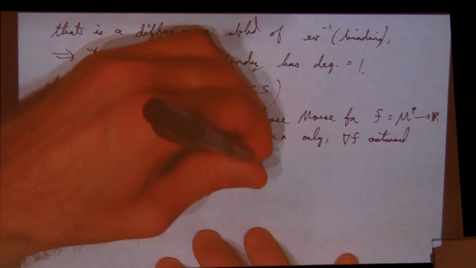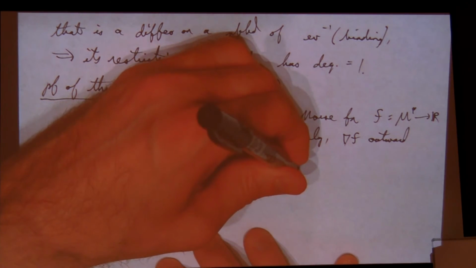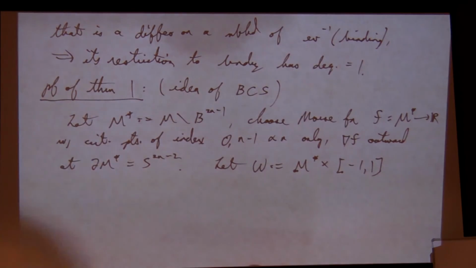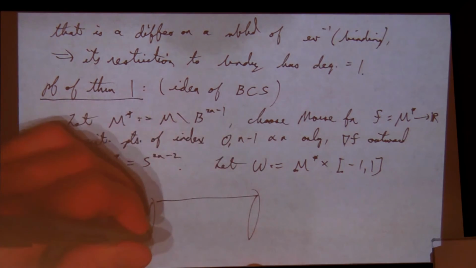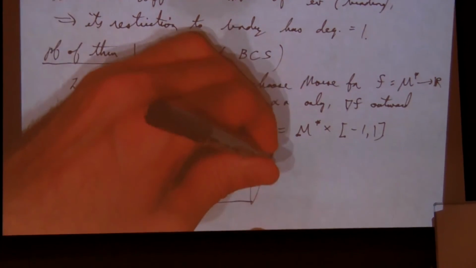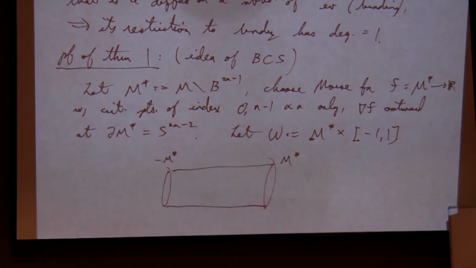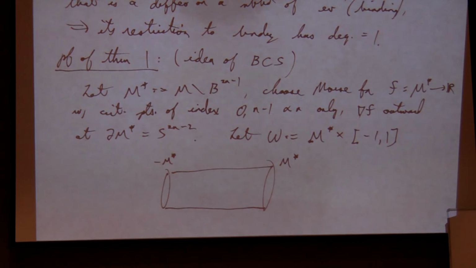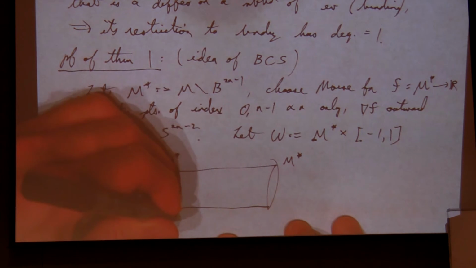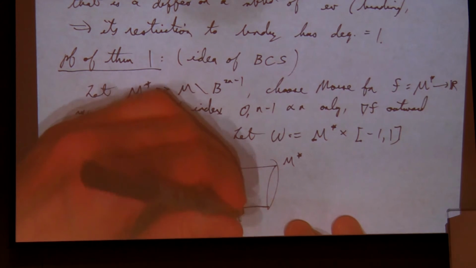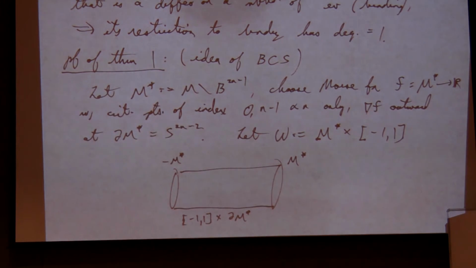Let W equal the product of M star with an interval. Okay? So at either ends of that interval, I've got copies of M star or itself with orientation reversed, and they are connected to each other by a tube of spheres, boundary of M star times an interval. So after you smooth the corners, that is a connected sum.